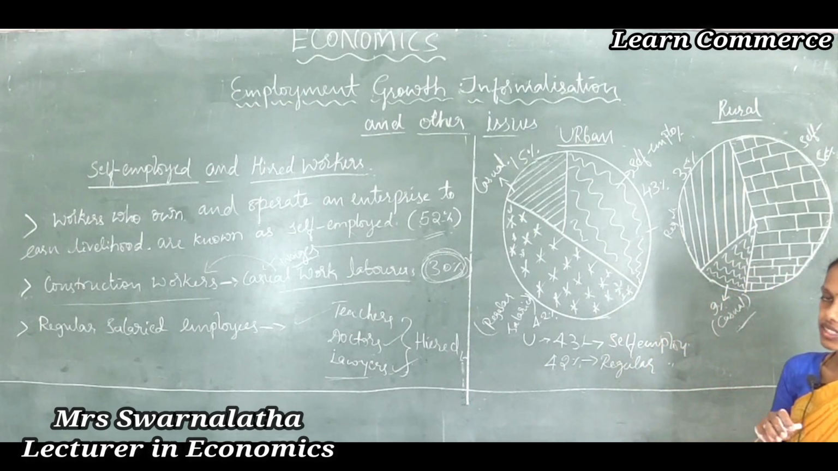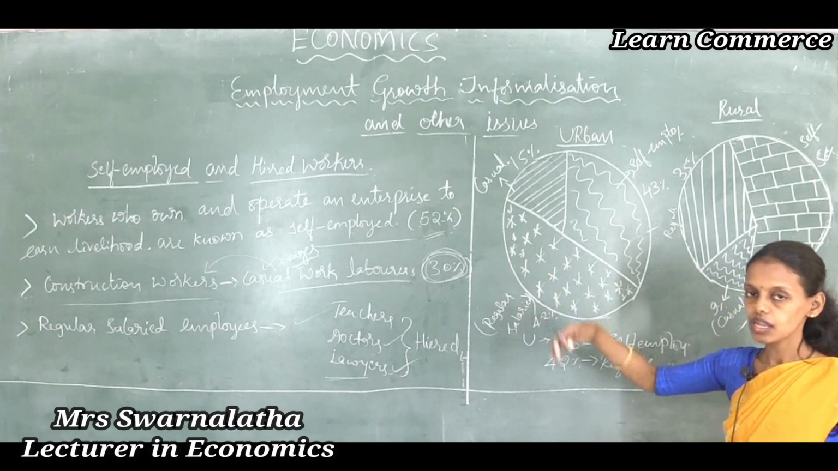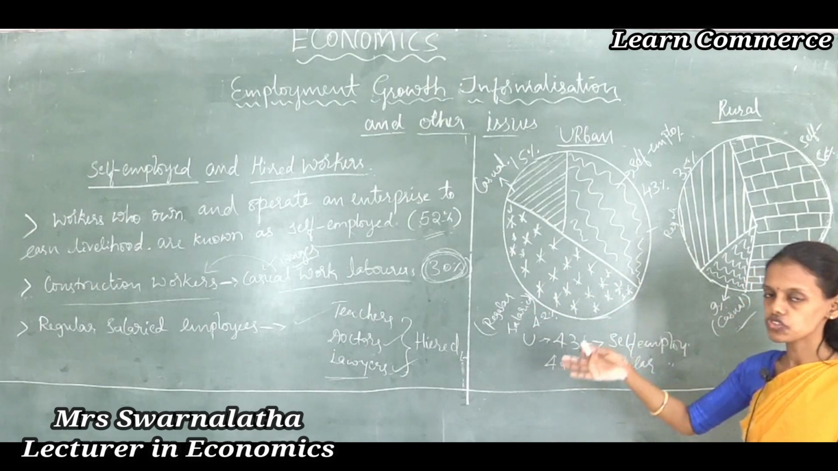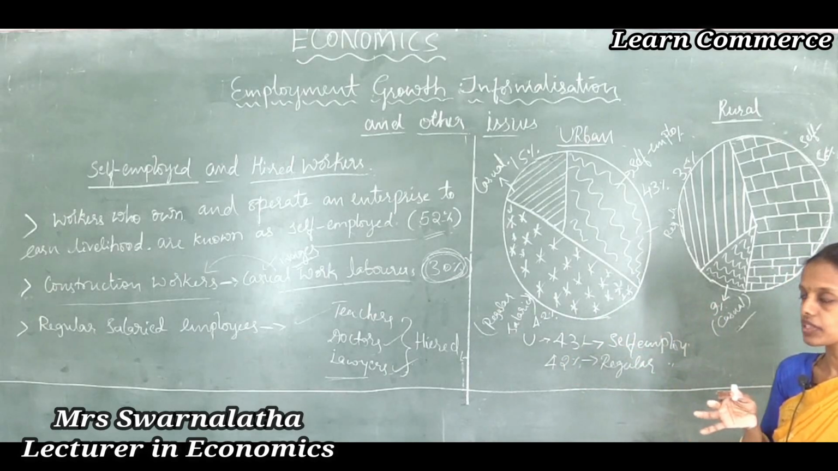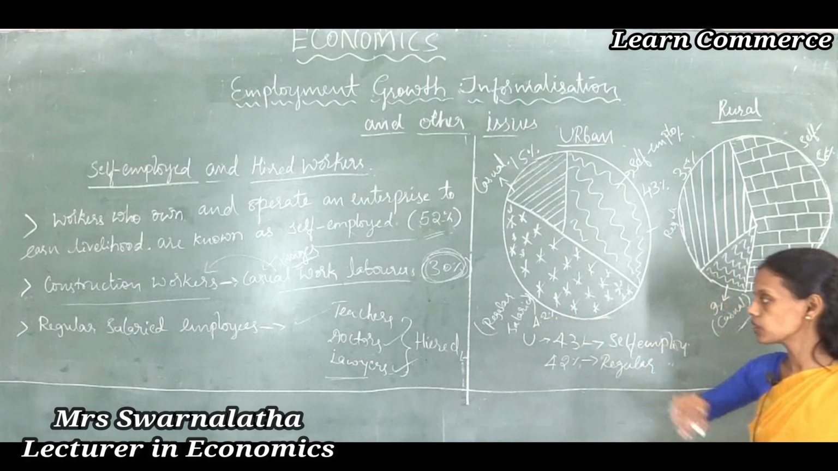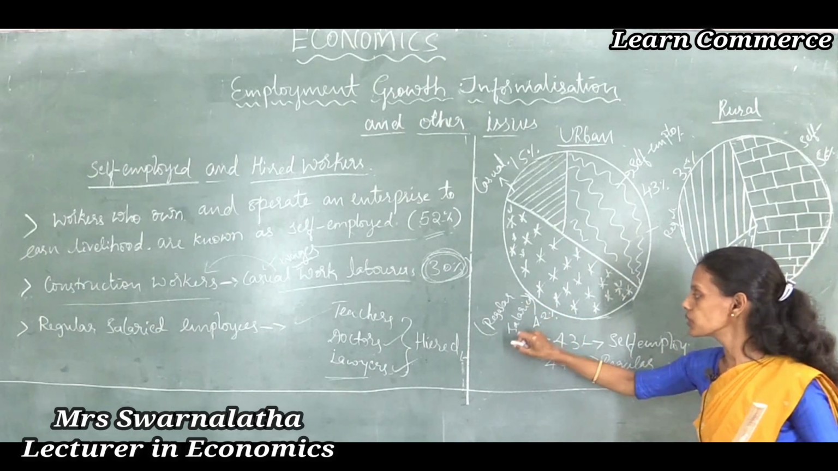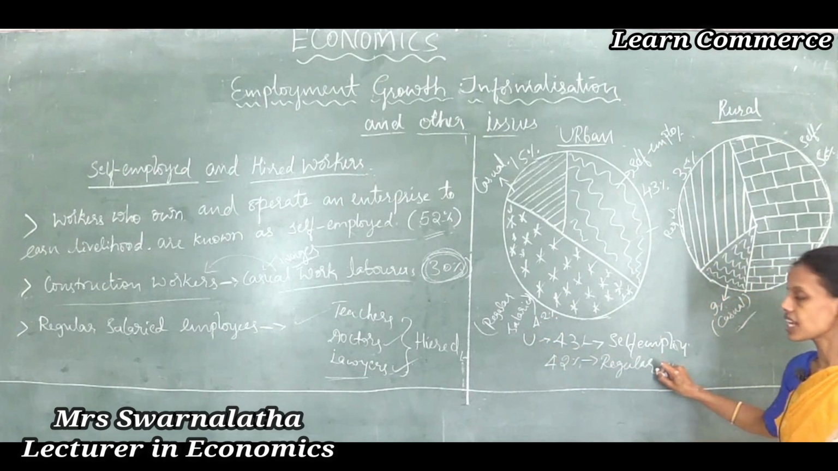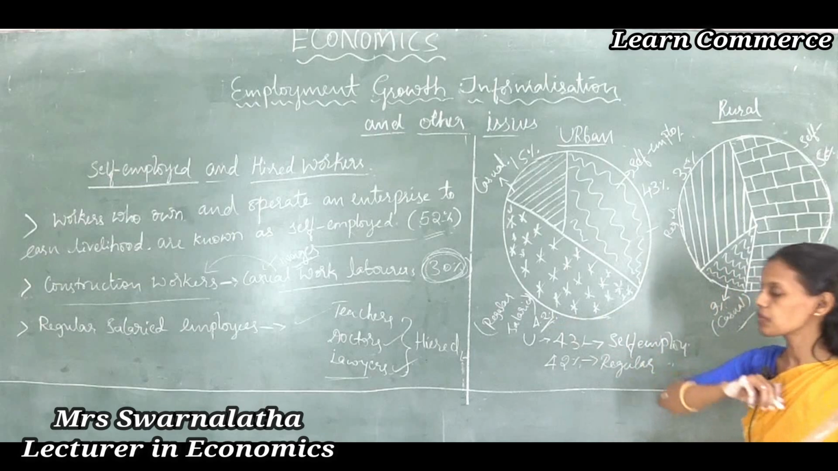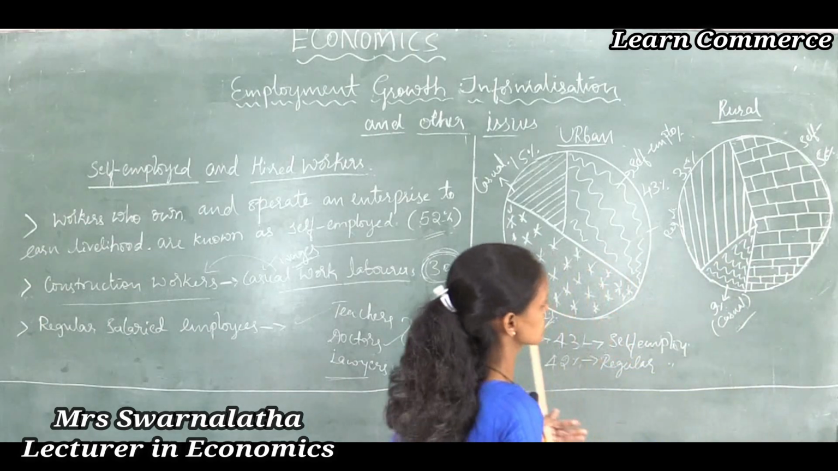Regularly they get a salary, meaning they work under someone else, in MNC companies or any other companies providing jobs, any institutions or hospitals. Those who work under someone get a regular salary according to their quality and qualification. Then they are considered regular salaried persons. So in urban areas 42% of the people are engaged as regular salaried persons.